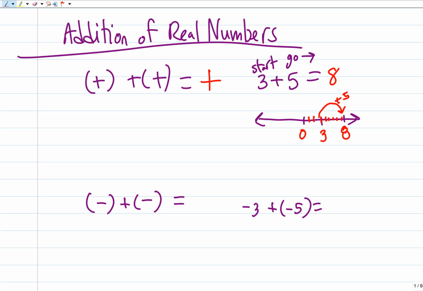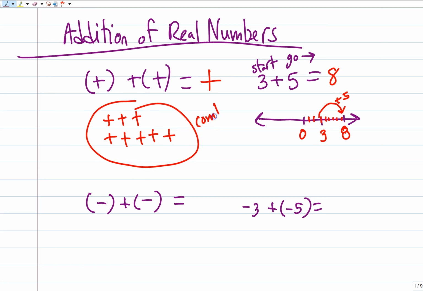Okay? So for now, I'm literally just thinking about if I have 3 positives and I have 5 more positives, that they would combine. When they're the same sign, they will combine. I now have 8 positives. Nothing gets crossed out. A plus 1 and a plus 1 makes 2, right?